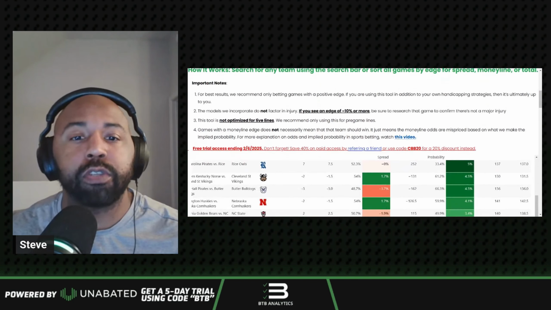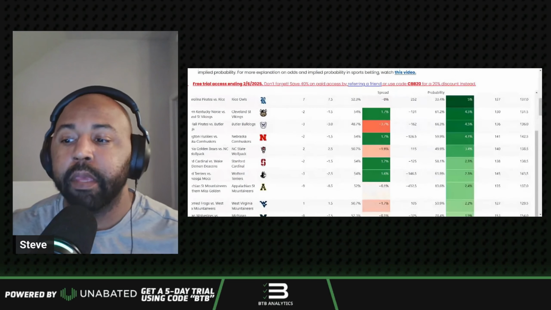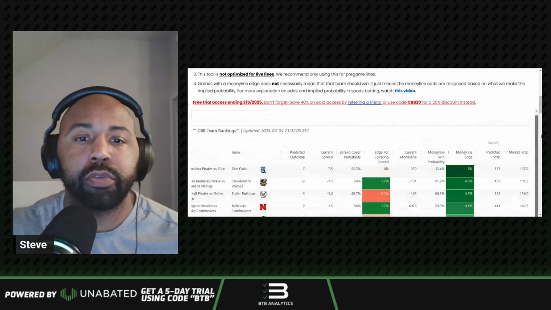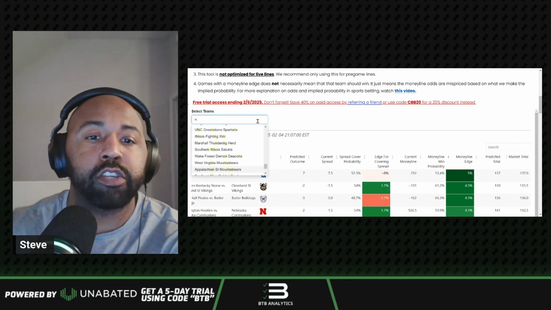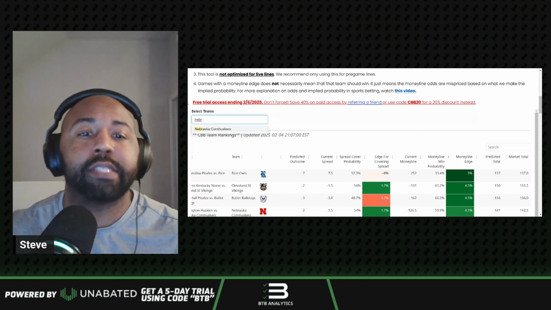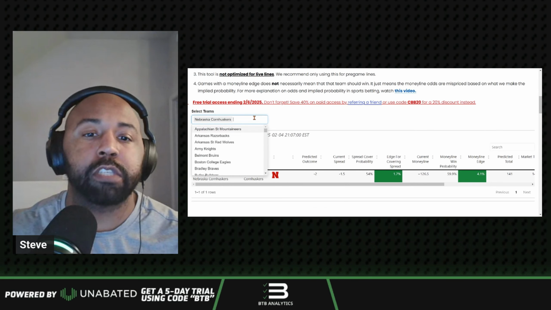When you first log in, what you're going to see are the games for the day. First and foremost, you have two options. You can either scroll through all the games, or you can click on the search box and see all the teams that are playing that day. You can type in a team and filter for that team. So whichever works for you.